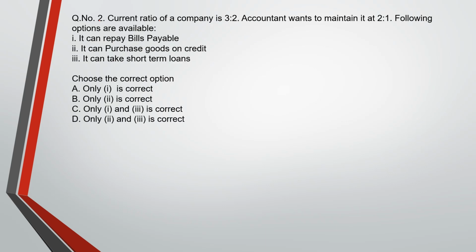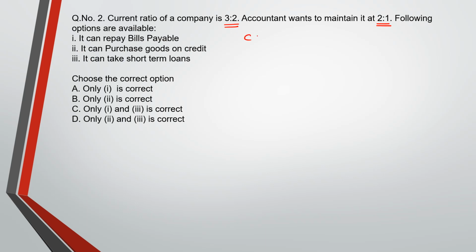Next question. Current ratio of a company is 3:2. The accountant wants to maintain it at 2:1. So 3:2 means 1.5:1 and he wants to increase it to 2:1. Following options are available to him. First, it can repay the bills payable. Second, it can purchase goods on credit. Third, it can take short-term loans.